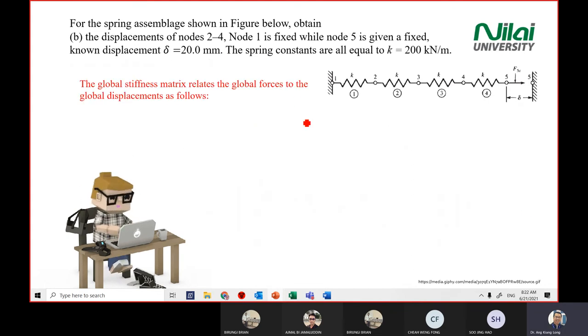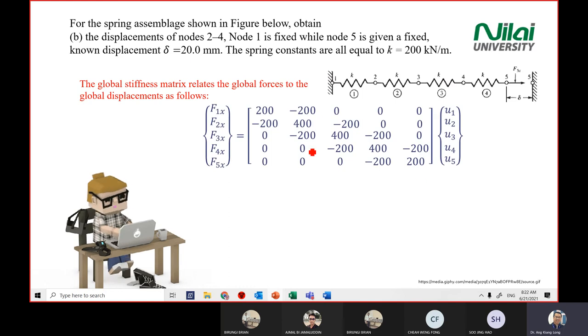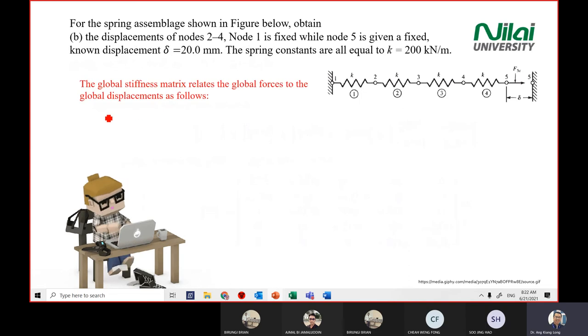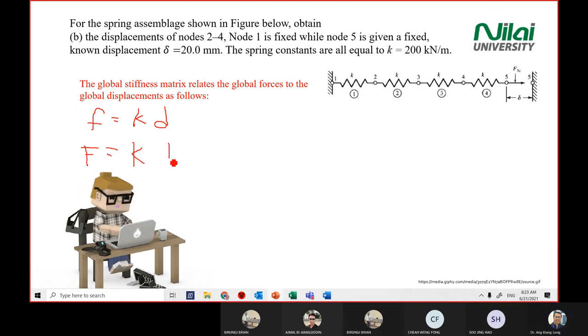All right, let's continue. Since we already found the global stiffness matrix, the next step is we will write F equal to KD. Be careful on the small letter or capital letter, because it represents a different scenario. The top one, you need to find the element. The bottom one is the global scale. So B asks you to find the displacement, the displacement for points 2 and 4.